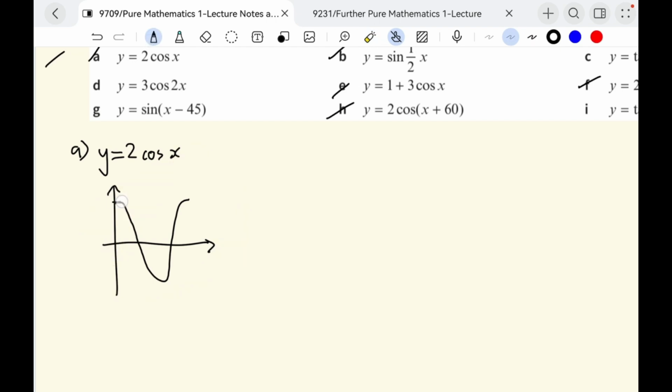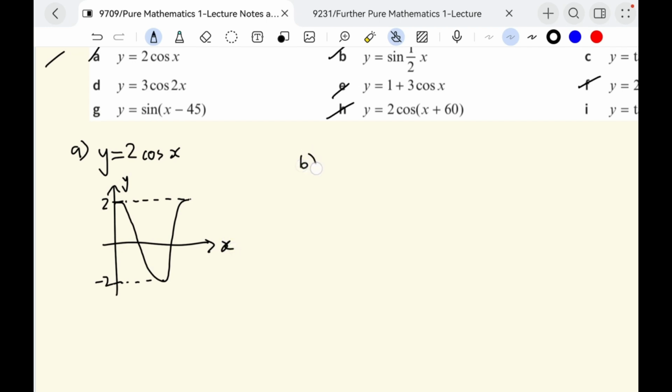Then just label here as 2, as well as -2, to show that cos x has been transformed by a stretch with the scale factor of 2, parallel to the y-axis or in the y direction. Okay, that's all for it.